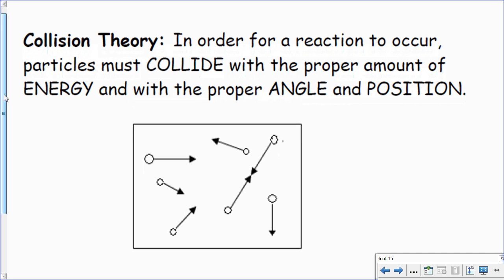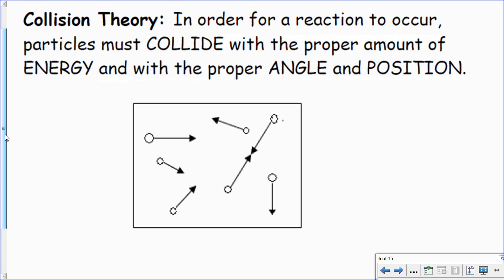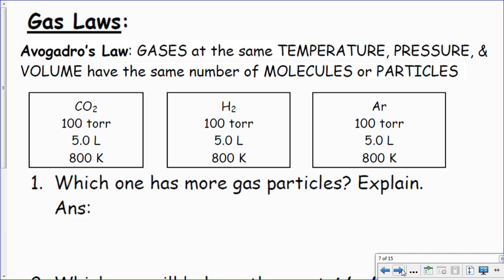Anyways, collision theory, kind of like a corollary or a sidecar to kinetic molecular theory. It says that in order for a reaction to occur, any reaction, particles must hit each other with the right amount of energy and the proper angle and position. So for anything to occur, you have to have particles smashing into each other. It's a simple idea, and we'll run into more of it in kinetics when we study that in a later unit. So now we're getting to where we want to focus on, which is the gas laws.